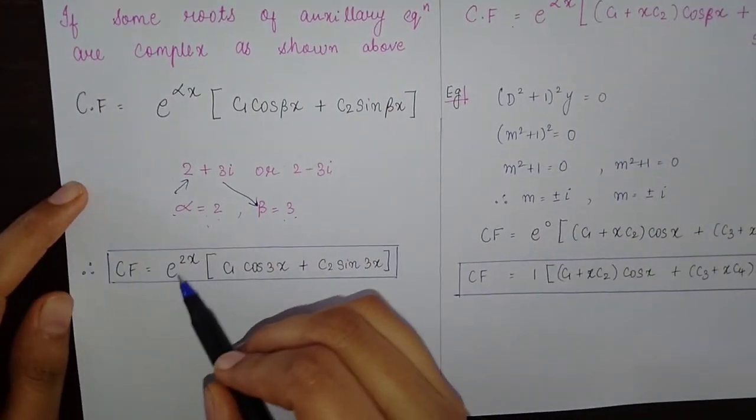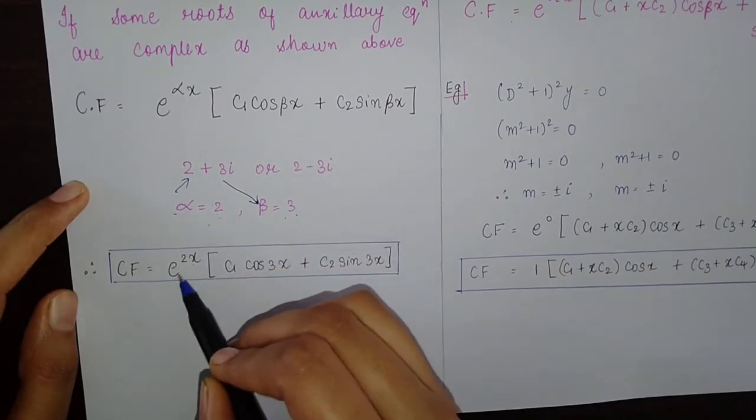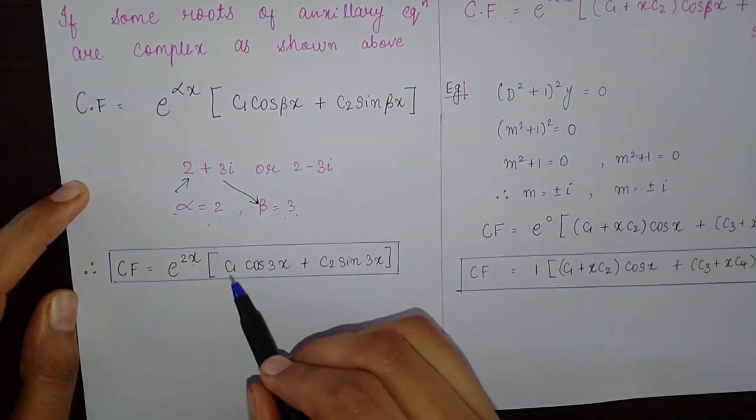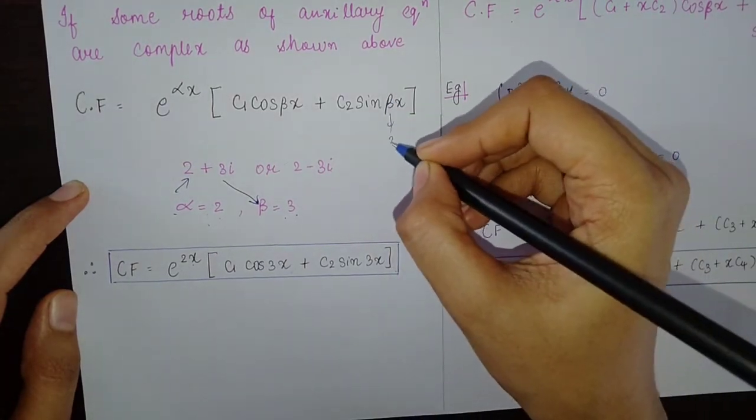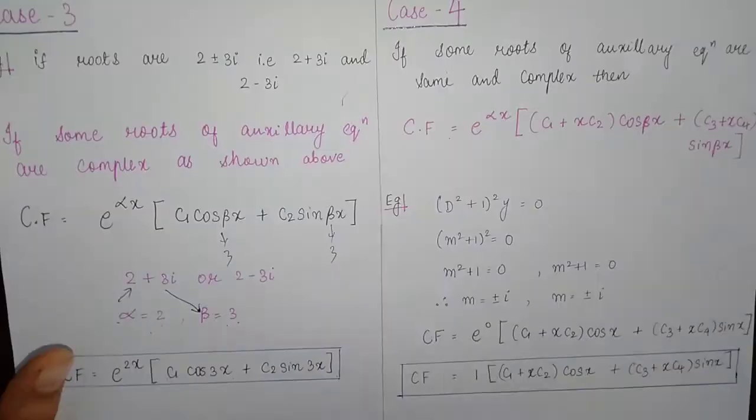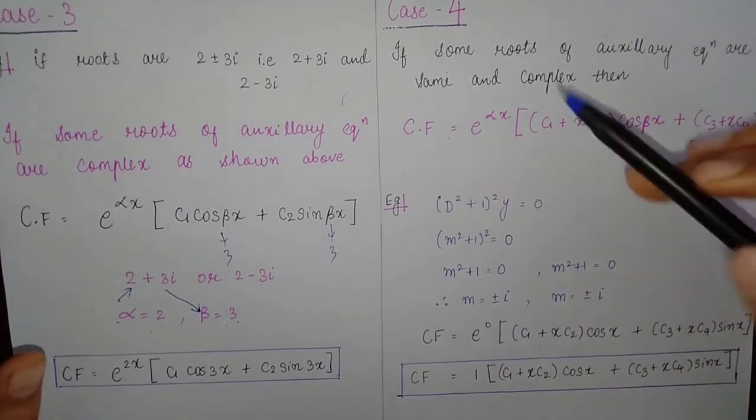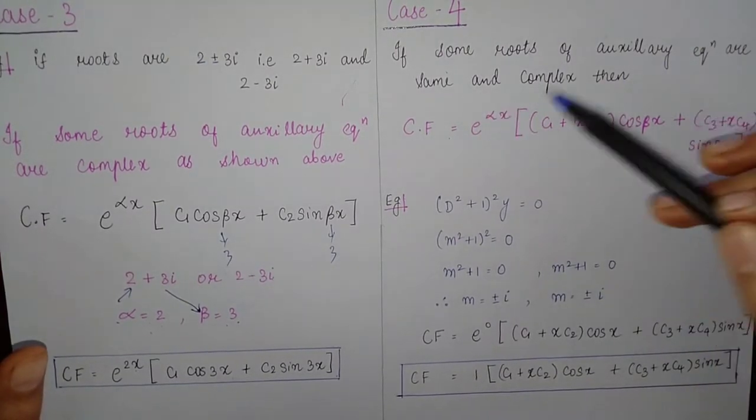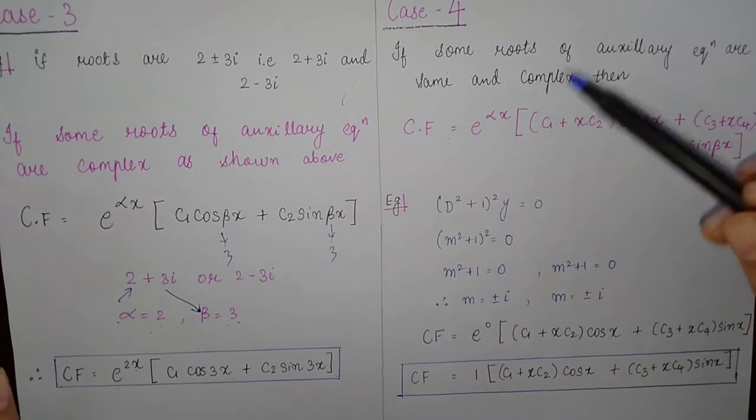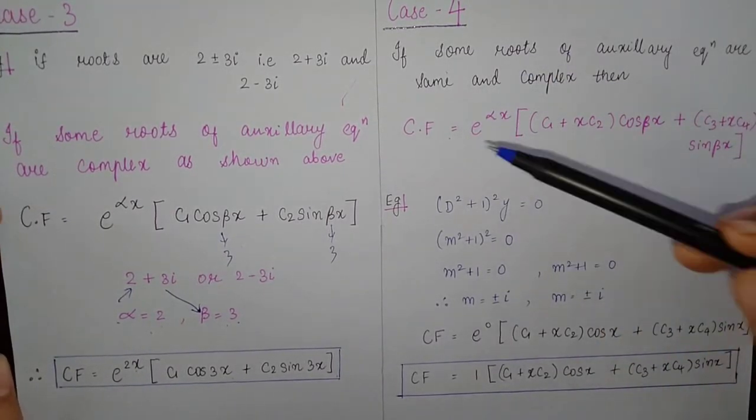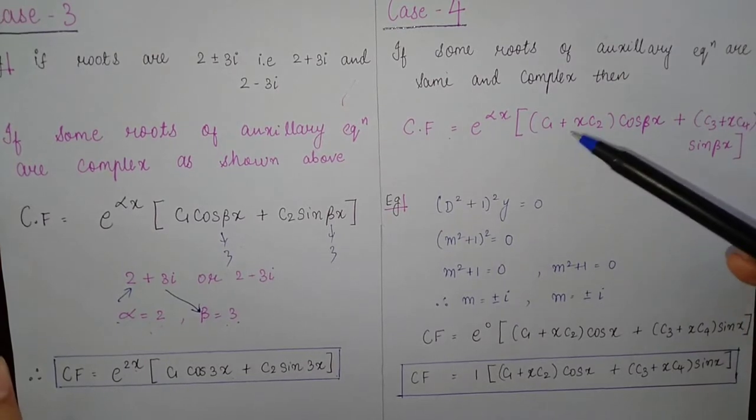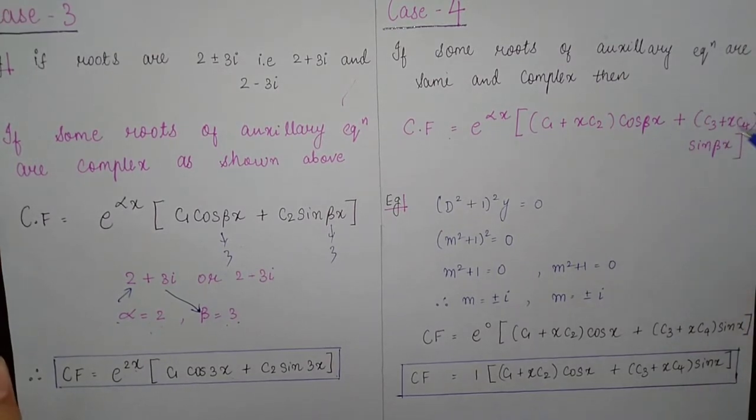So what you will get is e raised to alpha x, where alpha is 2. So e raised to 2x into c1 cos 3x plus c2 sin 3x, because the value of beta is 3. And the fourth case is if the roots are same and complex. If the roots are complex and also the same, then we will use this formula, that is e raised to alpha x, (c1 plus xc2) cos beta x plus (c3 plus xc4) sin beta x.